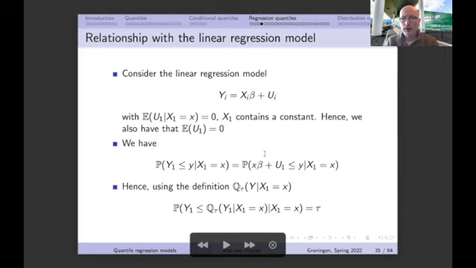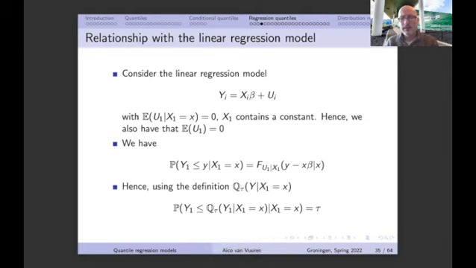I can also bring this to the other side in order to realize that what I have now is the probability that u1 is smaller or equal to y minus x times beta, conditional on x1 equal to x. Well, now we should realize that this is actually the distribution of u1 conditional on x1. So we can also write this as the distribution of u1 conditional on x1, evaluated in y minus x times beta, and conditional still on this x that we have over here. Take into account that we cannot get rid of this x, even though it's very tempting to just say, well, let's just take this x away.